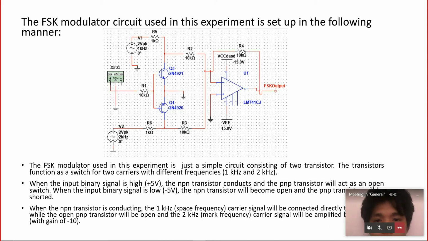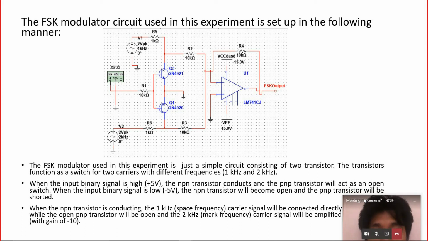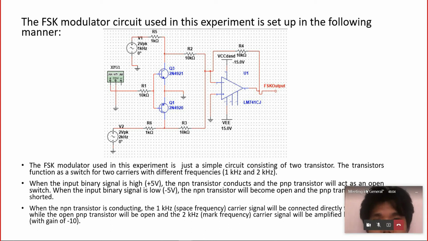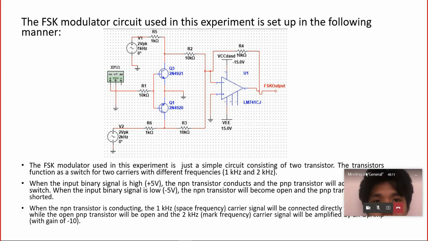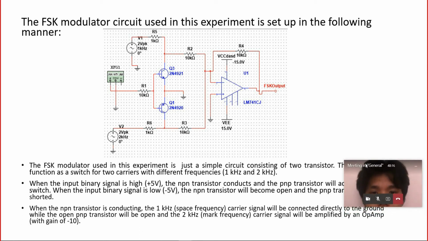When the input binary signal is high, the NPN transistor conducts, and the PNP transistor will act as an open switch. When the input binary signal is low, the NPN transistor will become open, and the PNP transistor will be shorted. Pag high yung input binary, yung NPN magiging close. Yung PNP will be open. Pag low yung input binary, yung NPN magiging open, yung PNP magiging close.